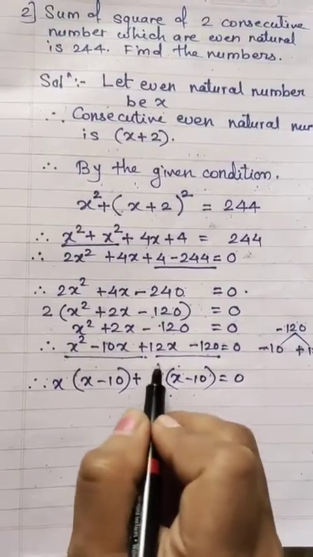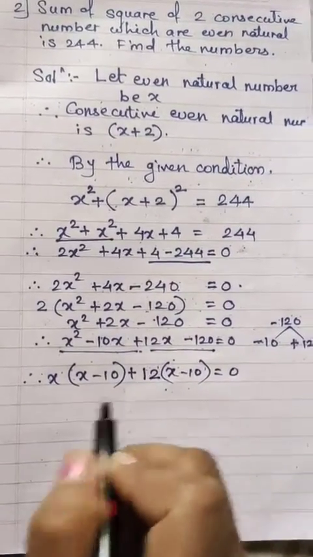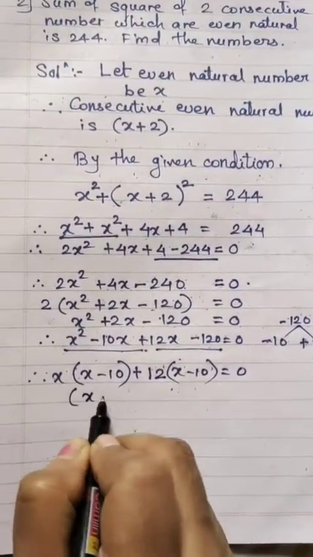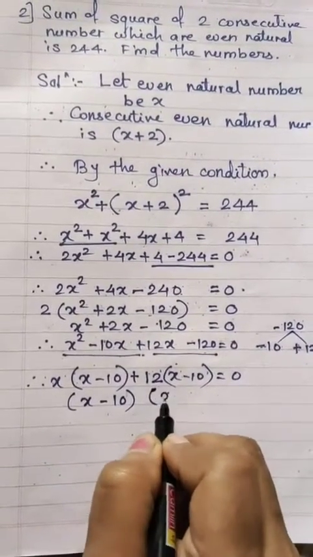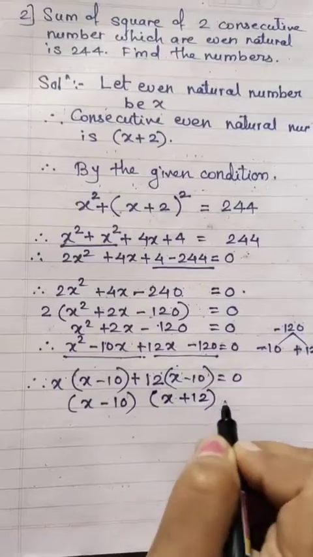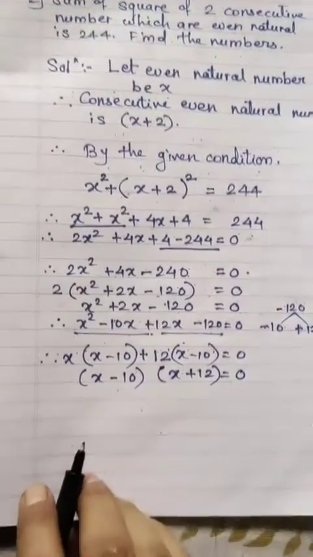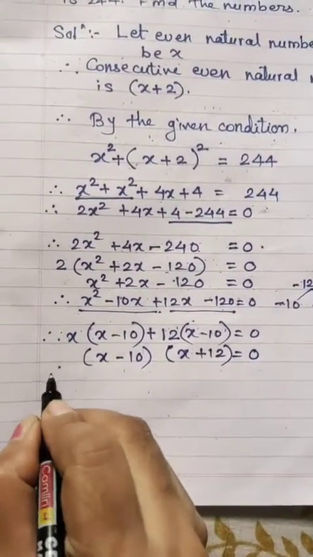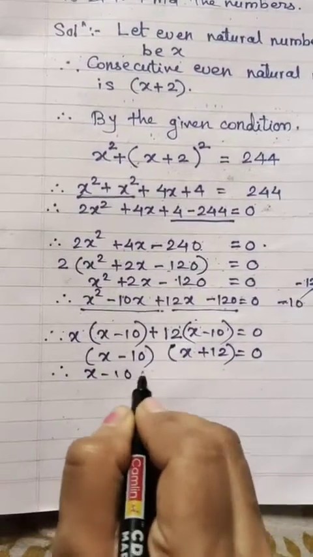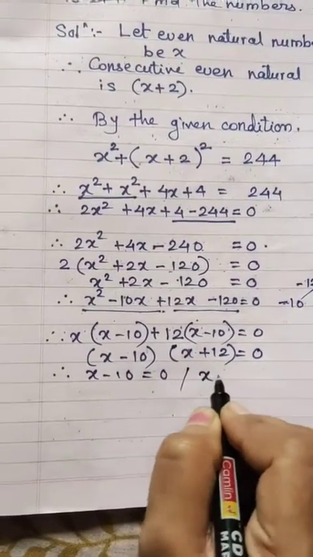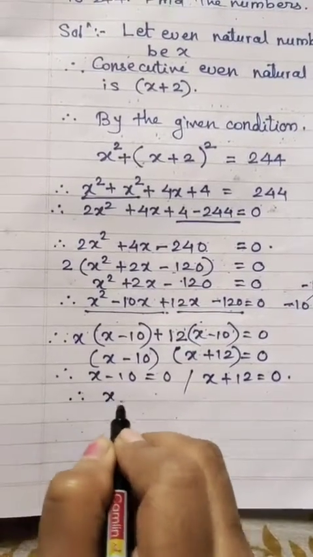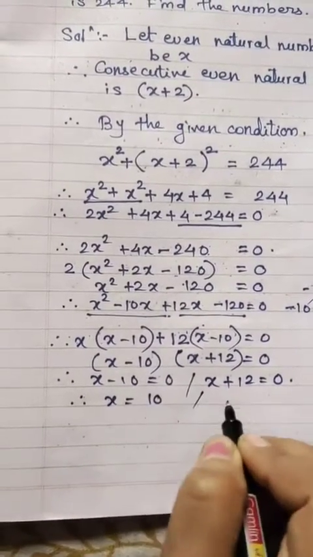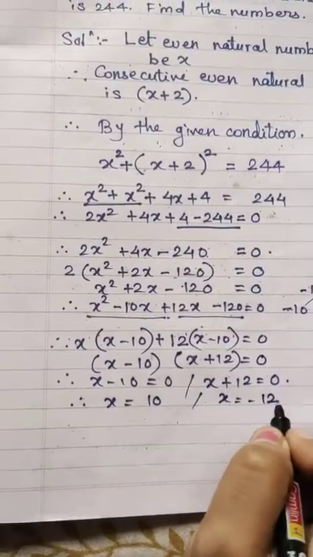Now see the common factor is 12. Write it here. Again I will write the common bracket one time, x plus 12. These are the remaining factors enclosed in another bracket. Now x minus 10 is equal to 0 or x plus 12 is equal to 0. Therefore, x is equal to positive 10 or x is equal to negative 12.